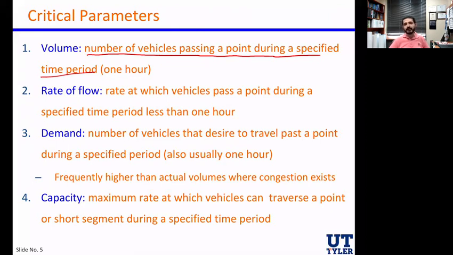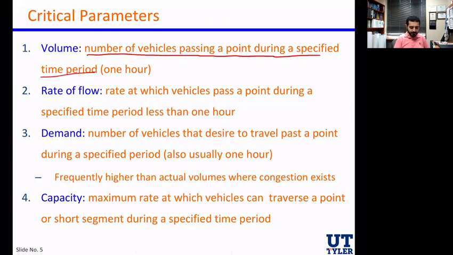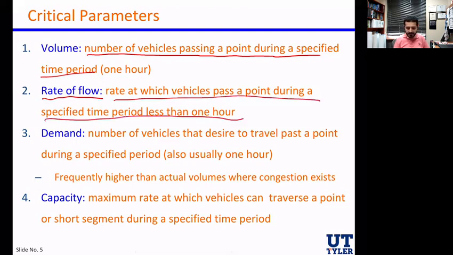If you do not stay there for 1 full hour, let's say you stay there for 15 minutes, and then you want to have an estimation of how much volume you are expected to have in 1 full hour, this is what defines the rate of flow. The rate of flow is the rate at which the vehicles pass through the point during a specified time less than an hour.